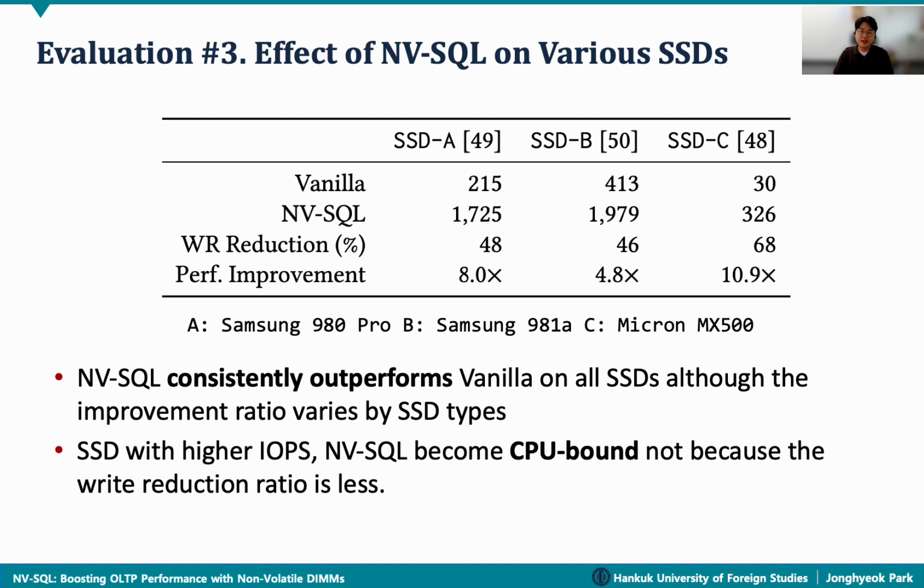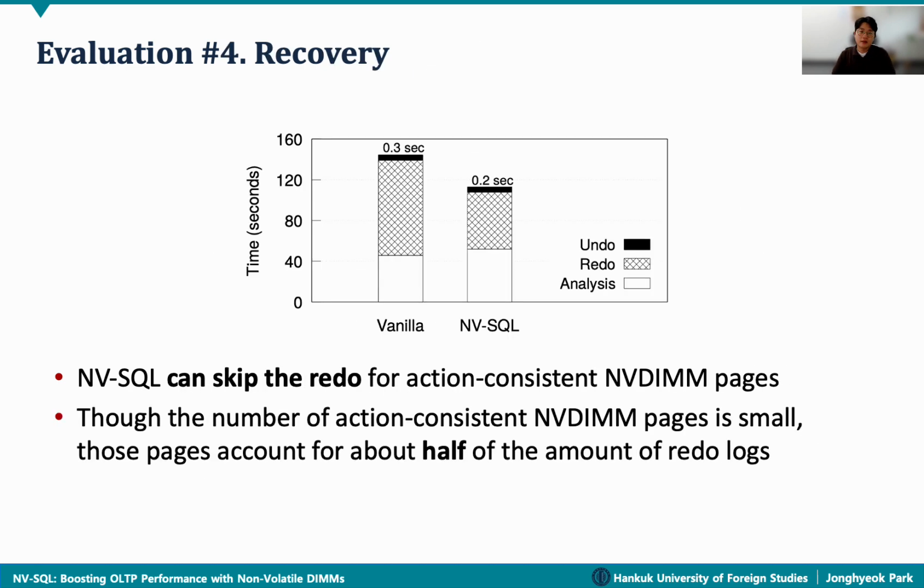Also, we identified that MVC-curl consistently outperforms vanilla on all SSDs. In most of our experiments, we use the NVMe SSD. For an SSD with higher IOPS, performance improvement is less than on other SSDs because it becomes CPU bound. However, write reduction effects are still valid in this case.